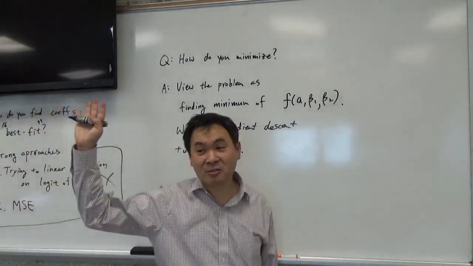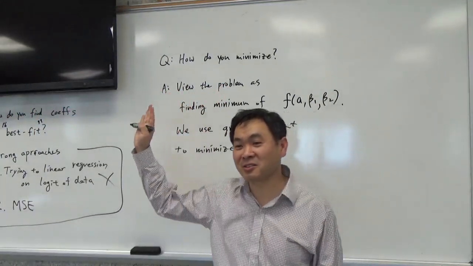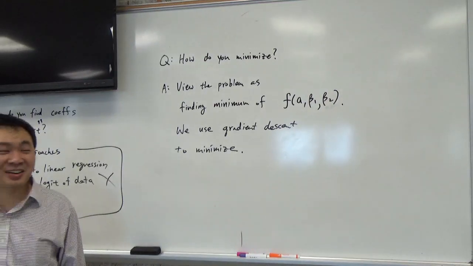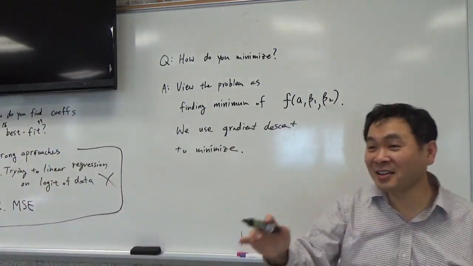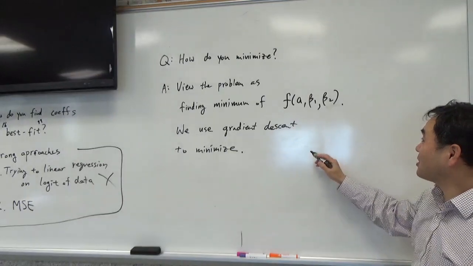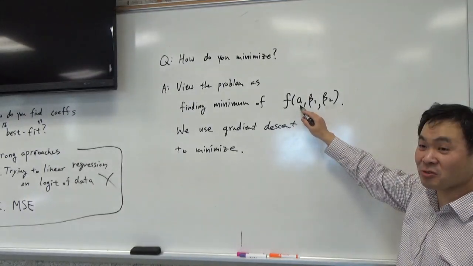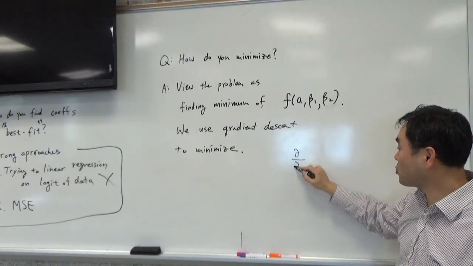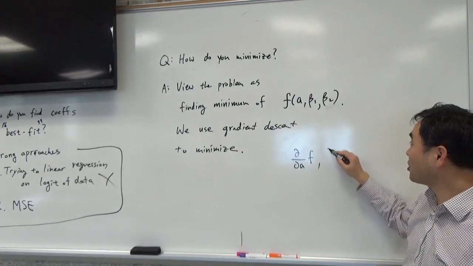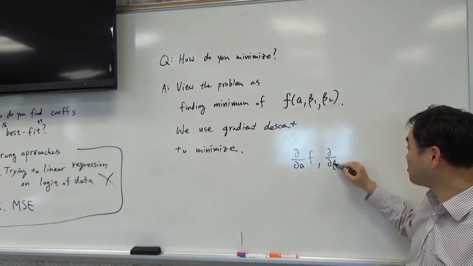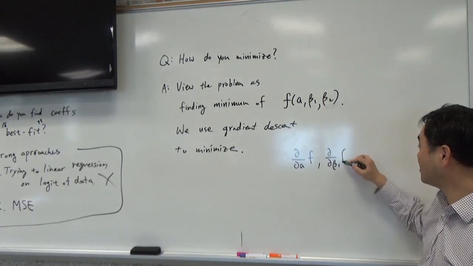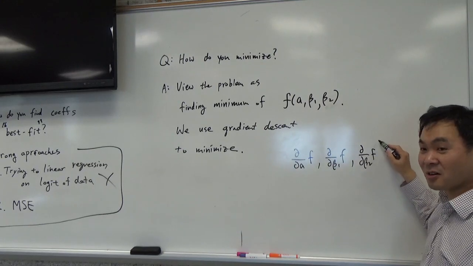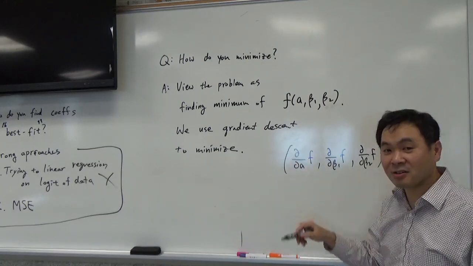Who remembers gradient? So what's a gradient? Never mind. Okay. I remember doing it, but not. Yeah. Okay. Yeah. That's good. Yeah. So if it's a function of 3 variables, you just find the partial derivative with respect to a, partial derivative with respect to beta 1, partial derivative with respect to beta 2, and you make it as a vector, right?